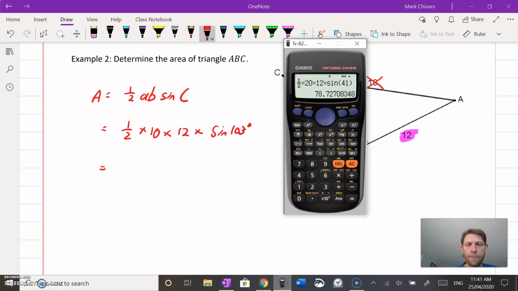Plug that into our calculator. So a half times 10, once again not using the mouse, times 12 times sine 103. We press equals and we get 58.5.